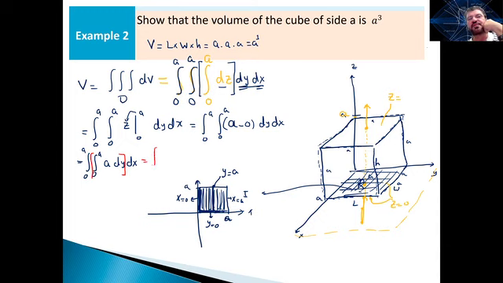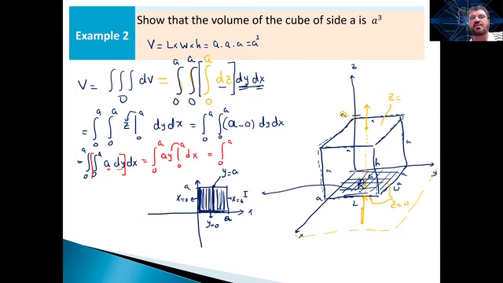So what do we get? Integration from 0 to a. What's the integration of dy? You know, a is constant. So the integration of dy is y. So the answer is ay from 0 to a, and this is dx. We say this is 0 to a.